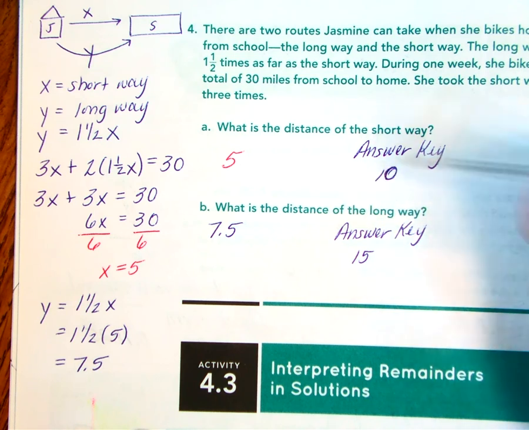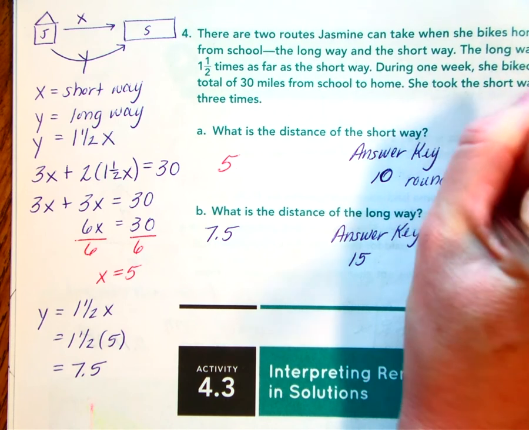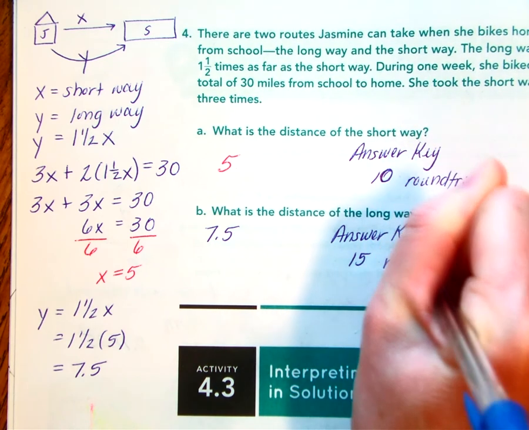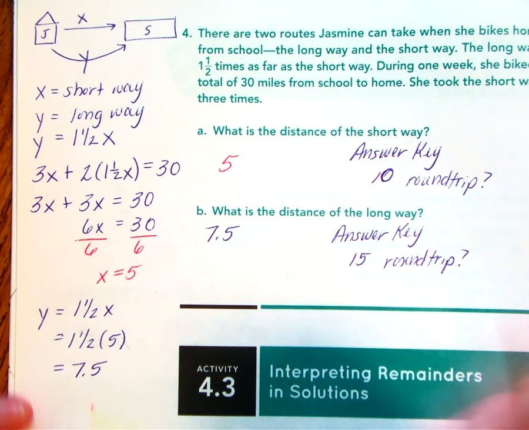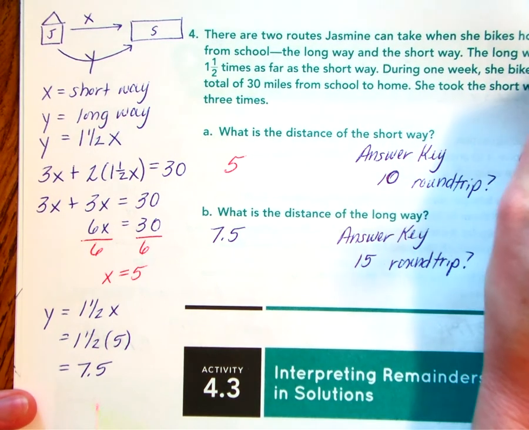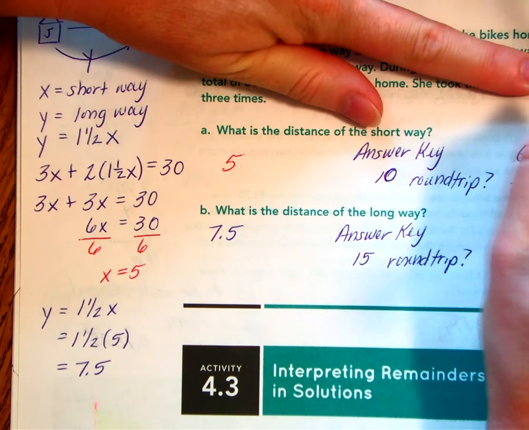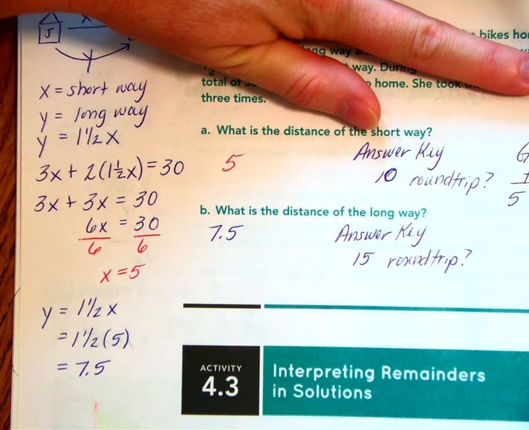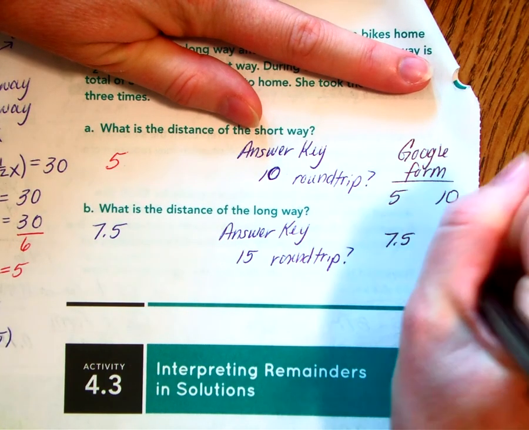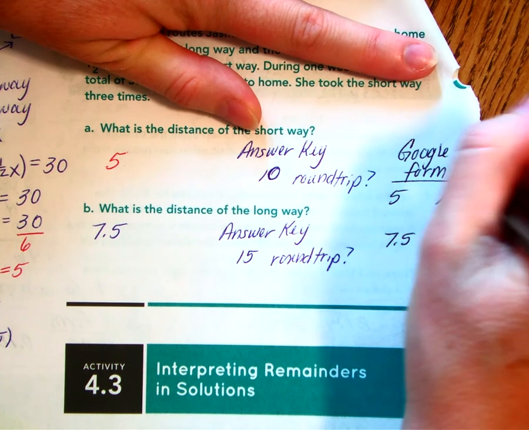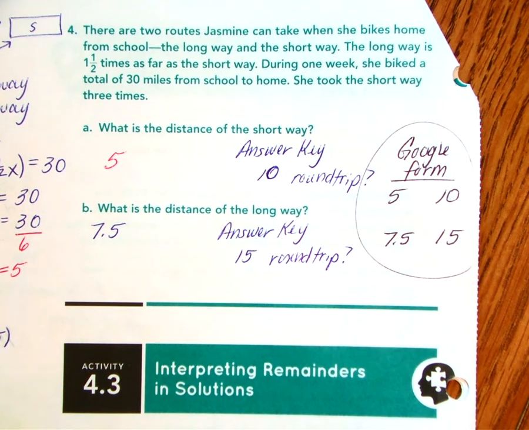So because I was unsure, and this is me assuming that they maybe perhaps mean round trip, both answers were acceptable in the Google form. So, for the short way on the Google form, you could have put 5 or 10. And then for the long way, you could have put 7.5 or 15. These were the only possible choices that I could come up with after testing the problem several times.